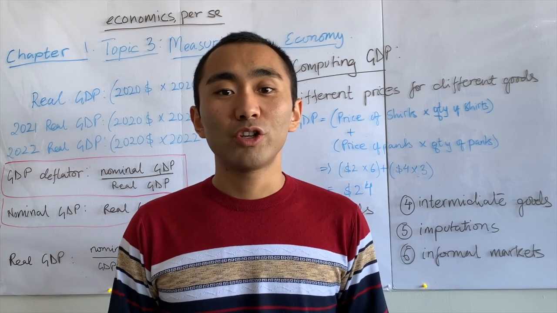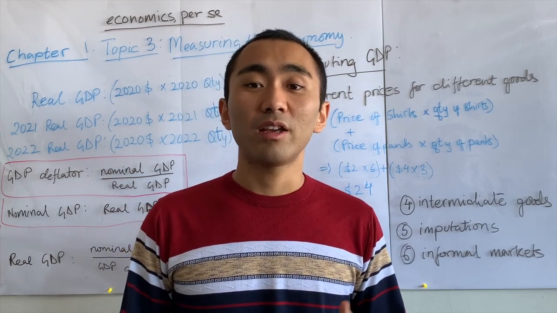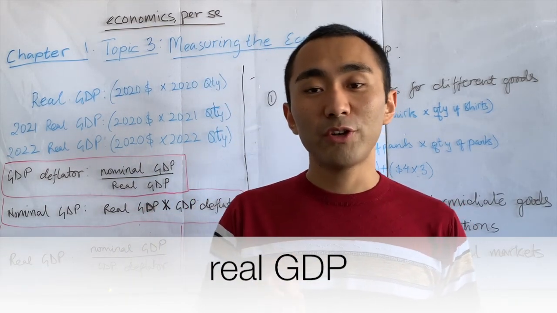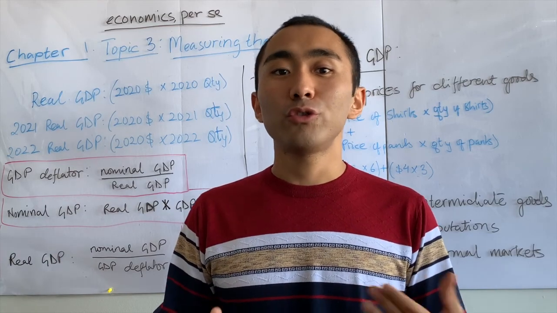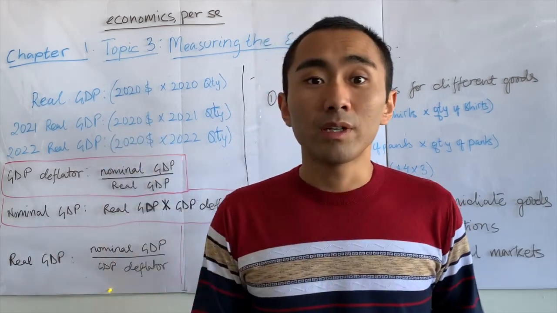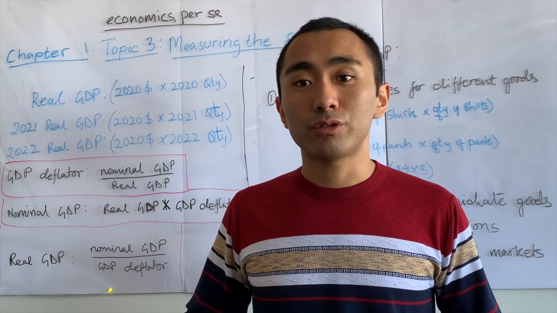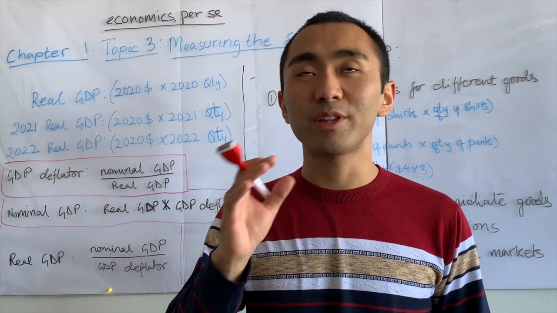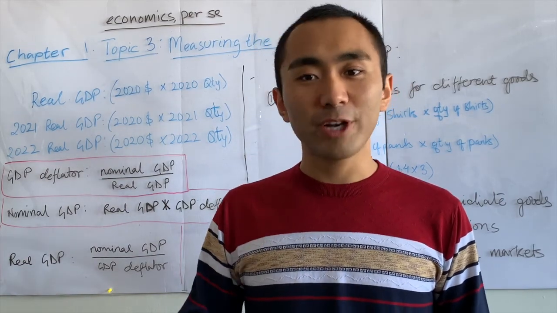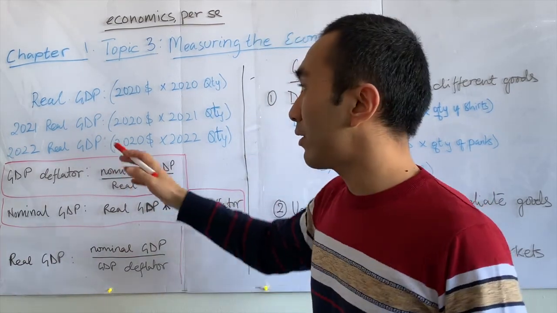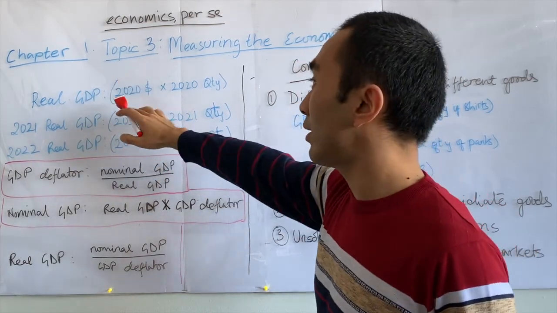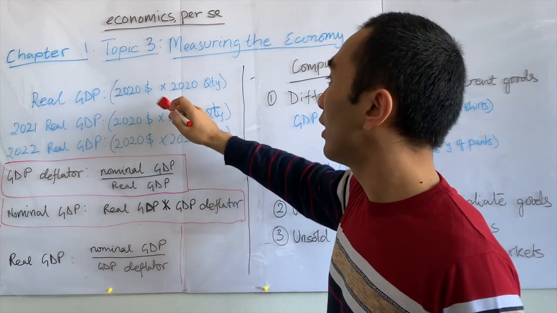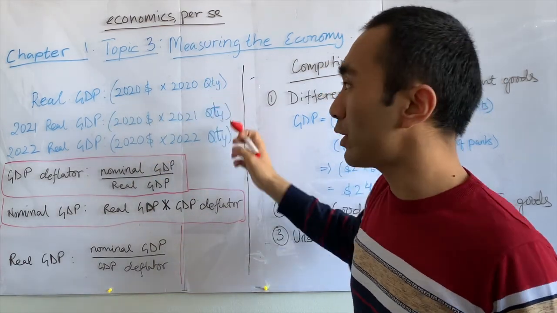A better way to measure economic well-being is by using real GDP. Real GDP measures the value of goods and services using a constant set of prices. In other words, it shows what would have happened if quantity had changed and prices hadn't changed. Here, real GDP, the first one, is calculated using the 2020 dollars prices multiplied by the 2020 quantity.